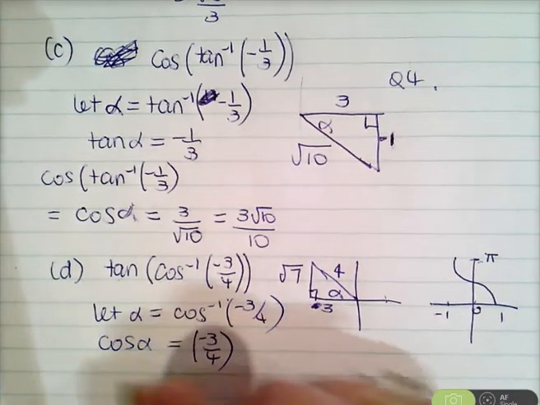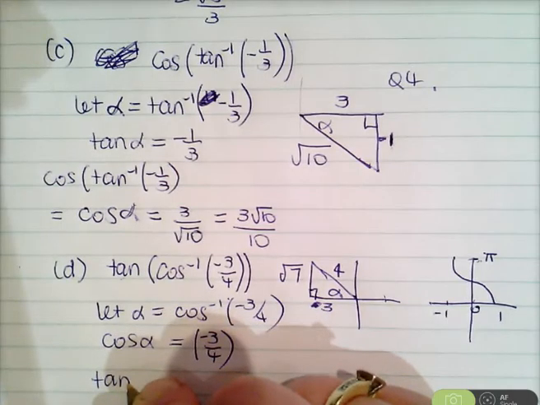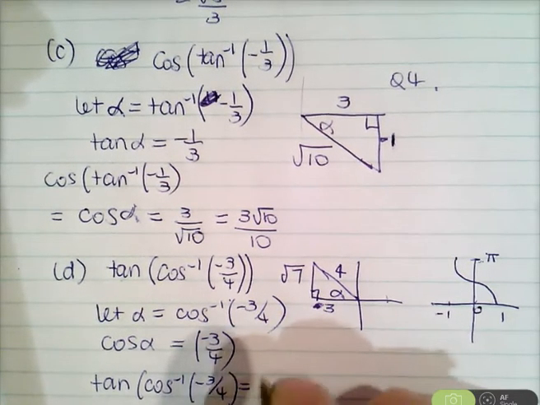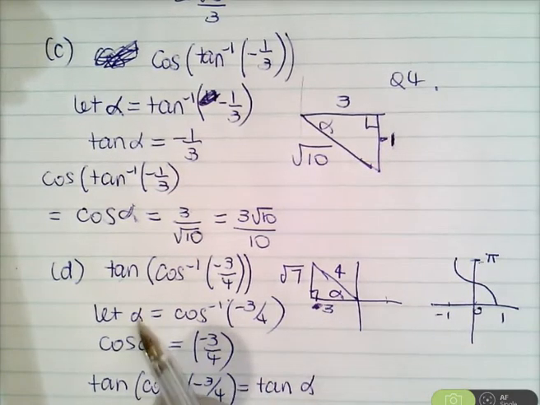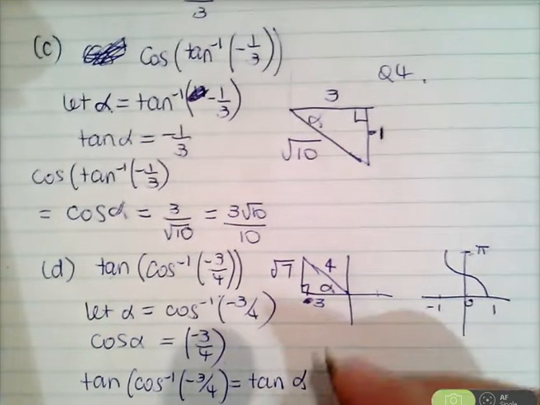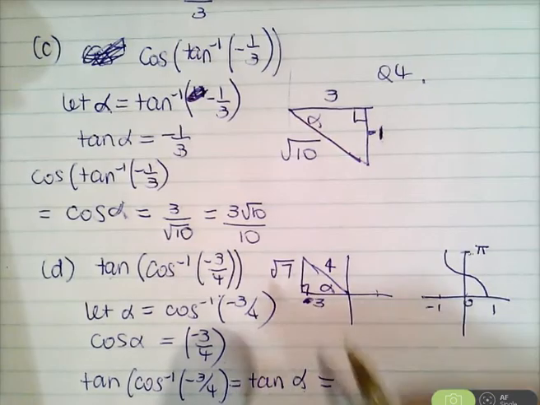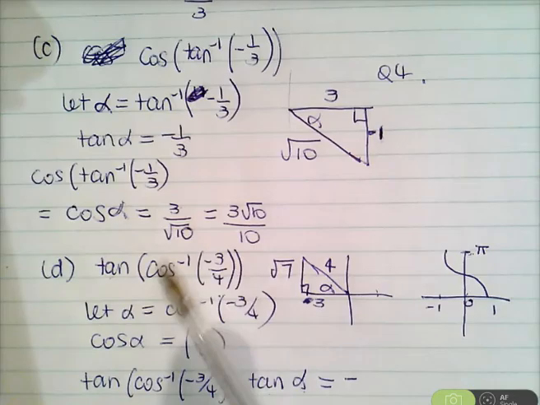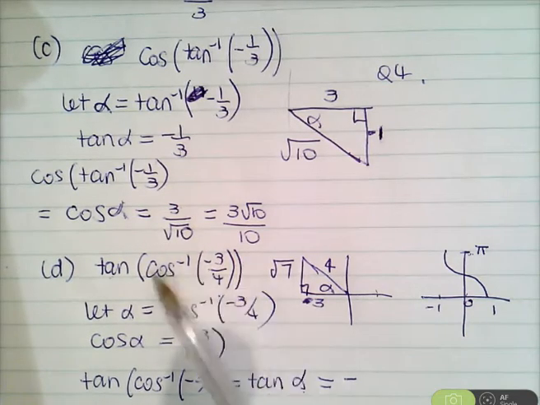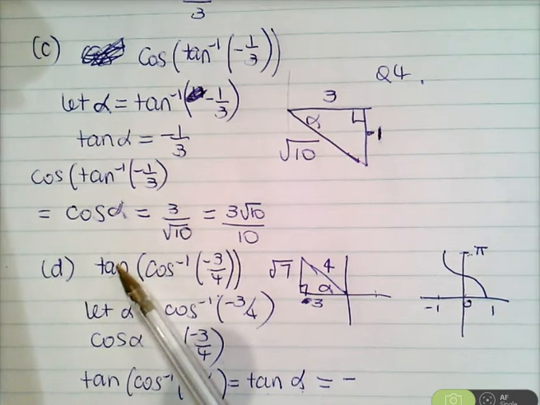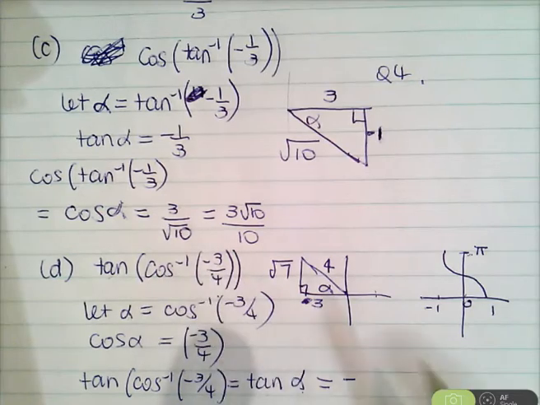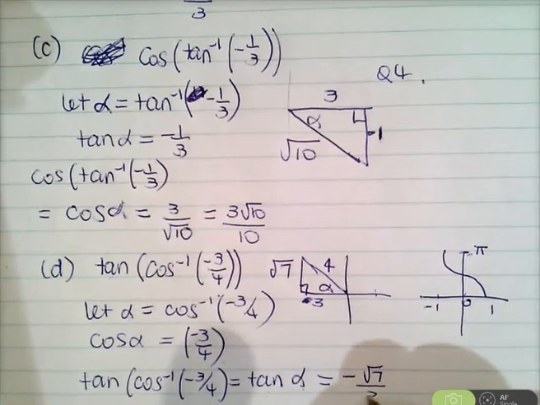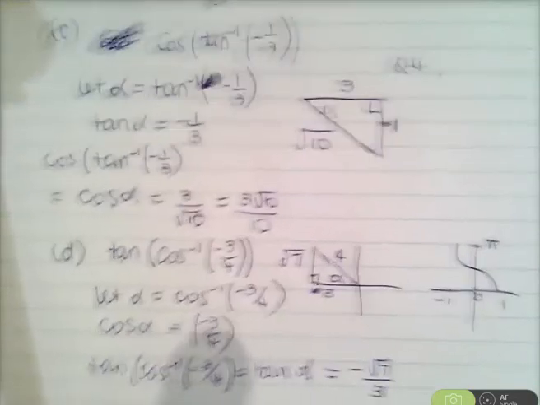So therefore, remember we're trying to find tan of cos to the -1 of -3/4. That's like finding tan of alpha, because alpha equals cos to the -1 of -3/4. But remembering we're in quadrant 2, the tan of alpha will be negative in quadrant 2. Now, quadrant 2 is defined by this here, okay? So because this has to be in quadrant 2, then this answer for tan of whatever this is has to be quadrant 2 as well. So tan of alpha is opposite over adjacent, which is -√7/3. So that answer for that one is negative.